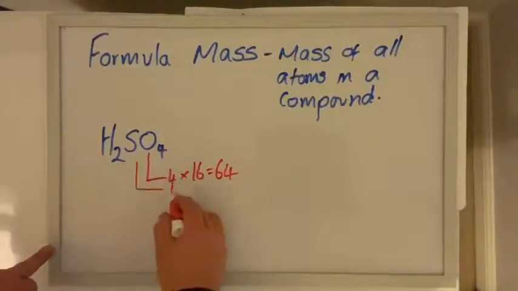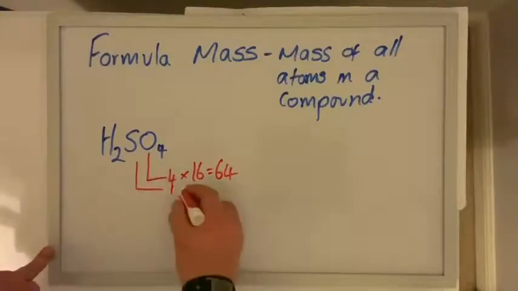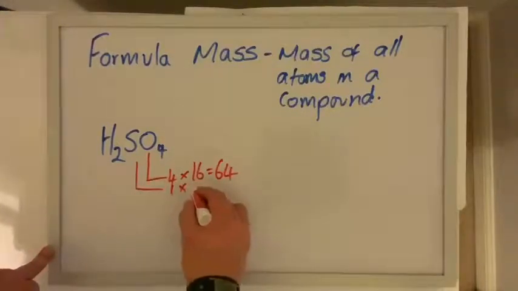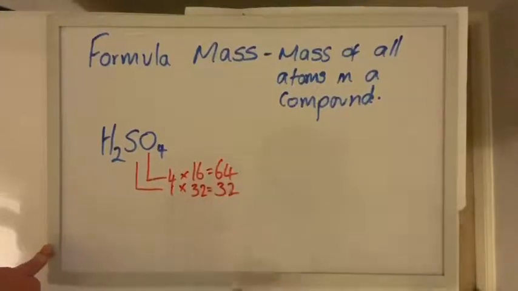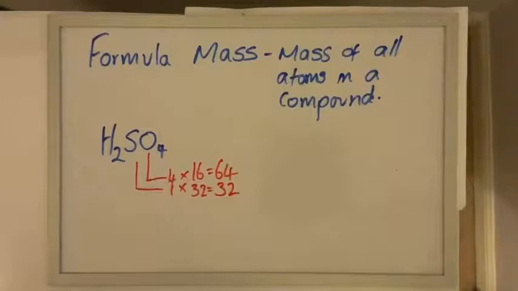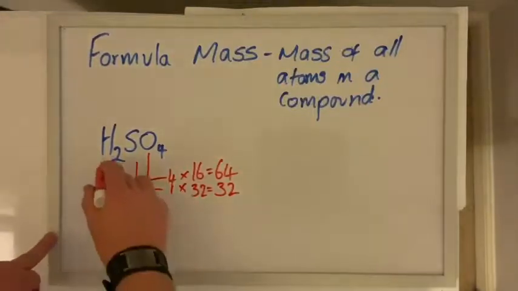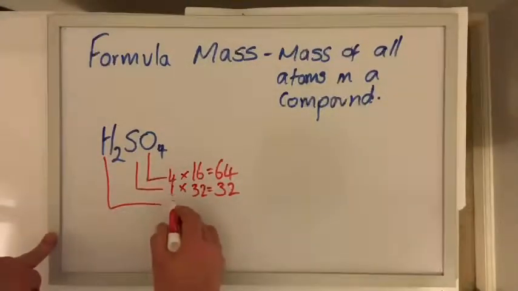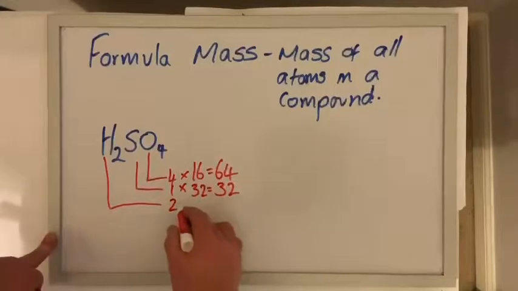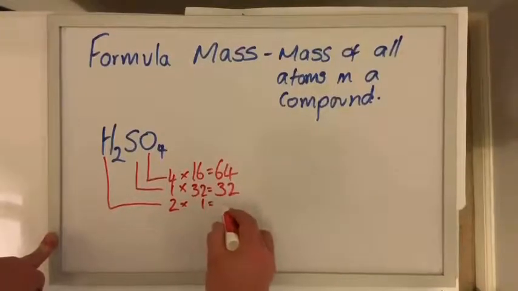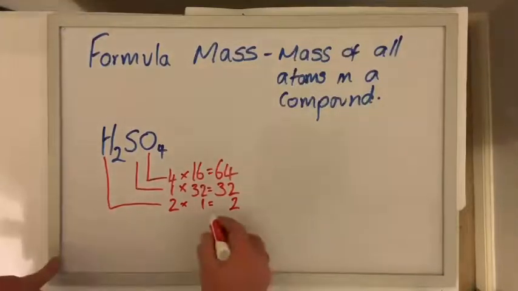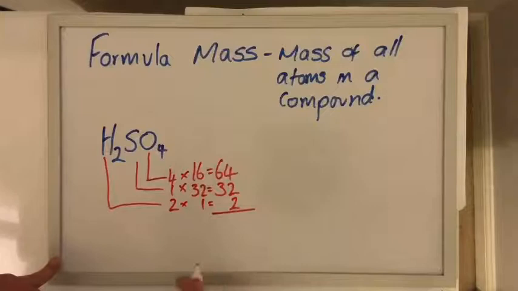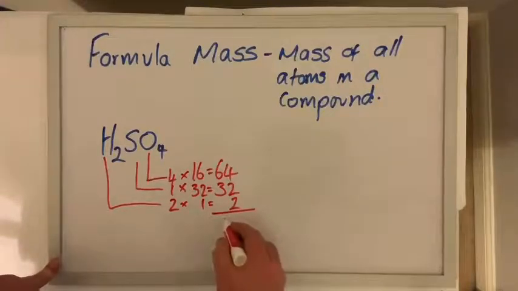We have sulfur. We have 1 atom of sulfur present. This has a mass of 32. Therefore, we have 32 atomic mass units of sulfur present. And hydrogen, we can see we have 2 atoms of hydrogen. These weigh 1. Therefore, hydrogen contributes 2 atomic mass units. Total all these together gives us sulfuric acid having a mass of 98.